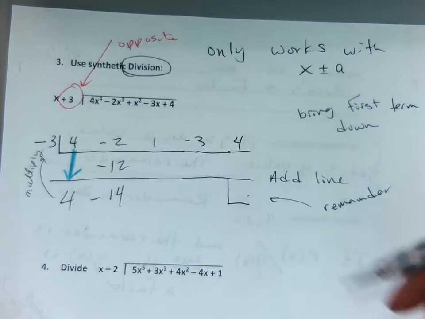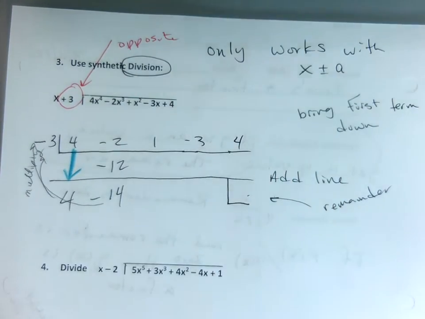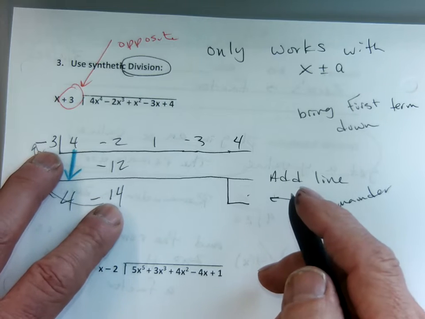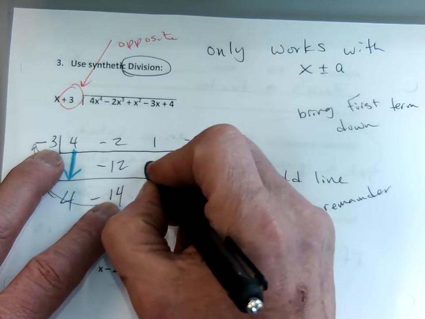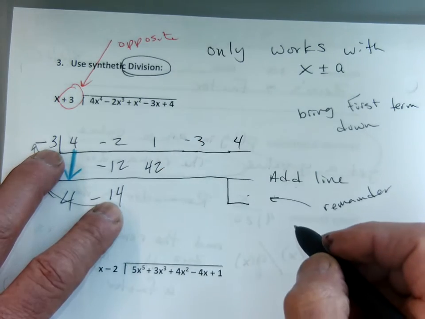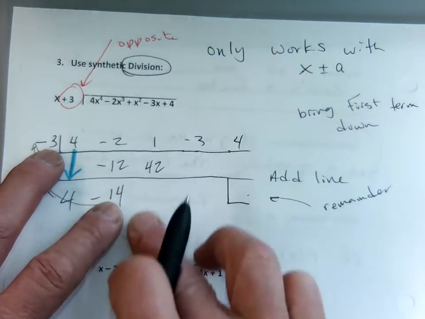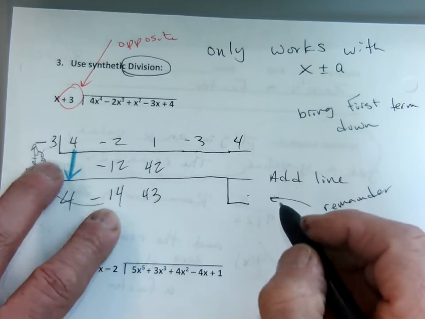Now, we're going to multiply. So I'm going to go -14 times -3 is, what's that, a 42. I think it's 42, right? Positive 42. And then do you add the 1? Yeah, I'm on the add line, so add them, and I get a 43, okay?